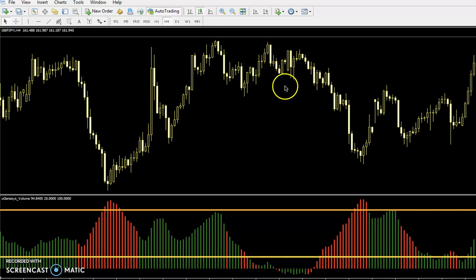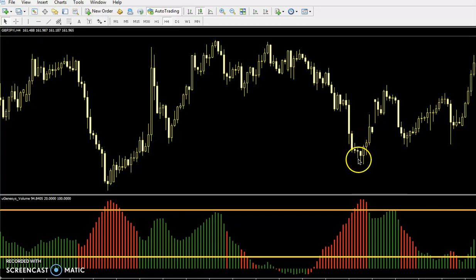However, when the market started to move, when the histogram started to move above our golden line, that is when you started to see the trends start. And you can see that this trend was so strong that it approached our orange line. So these are the things that you guys should pay attention to when using this indicator.